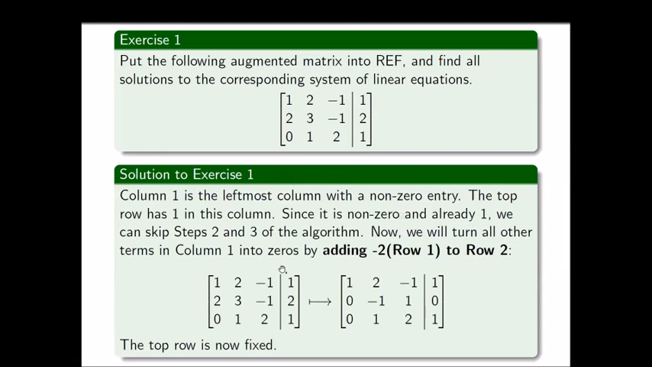Now we move to step 4, which is we use this 1 to make everything below this 1 a 0. So we multiply this row by -2 and then add it to the second row. We don't need to do that to the third row because in this column this is already a 0. So we multiply row 1 with -2 and add it to row 2, and when we do that, this is what we get. Now the first row is fixed.